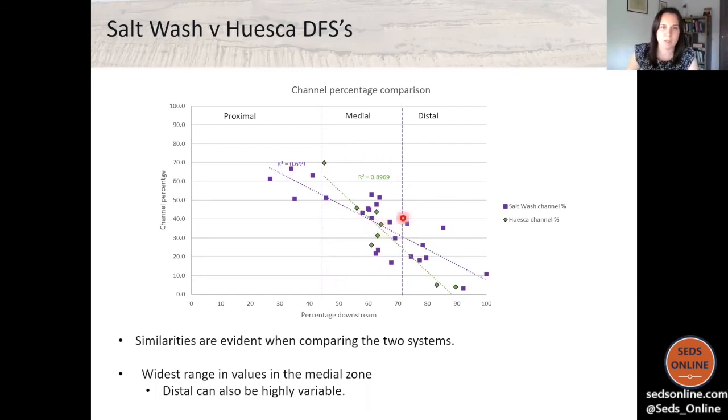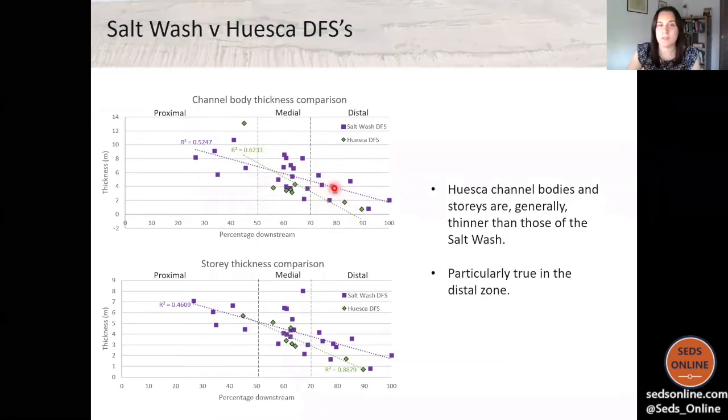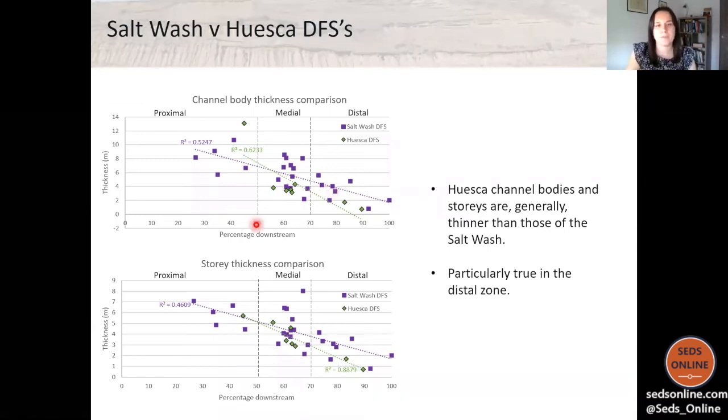Widest range again in the medial zone, but in the proximal and the distal zone, sorry, the salt wash channels are on average more prevalent in the salt wash system. And I'll talk about why that might be the case soon. Looking at the channel body thickness comparison, proximal, medial, distal, generally speaking, the Huesca channel bodies are thinner, but still sitting within the salt wash lower end values. And in terms of the story thickness comparison, yes, overall, the Huesca system stories are thinner, but they are sitting more comfortably within the salt wash range.